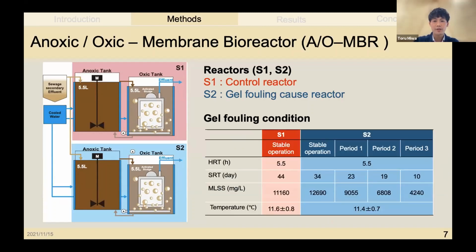This is more detailed operational conditions. We use real sewage as influent, so we cannot control the organic concentration in the influent. Thus, to achieve OLR change in the S2 reactor, a certain amount of activated sludge was discharged from the oxic tank at the beginning of each period. Therefore, the MLSS was decreased from stable operation to periods 1, 2, and 3. To maintain the MLSS in each period, SRT was also changed. HRT is 5.5 hours in both reactors, and the reactor temperature was maintained around 11 degrees Celsius.